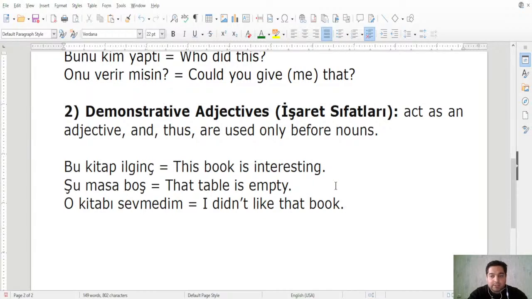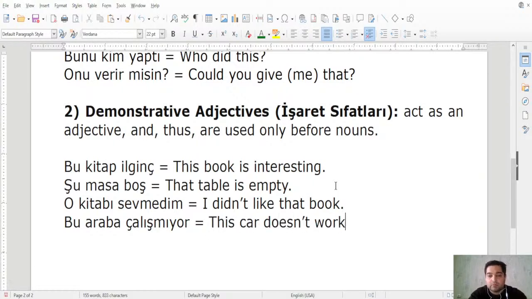Let's give a couple more examples, and we are done with the topic. Basically, this is very simple. Okay. O kitabı sevmedim. Bu kalem. Okay. Bu araba çalışmıyor. This car doesn't work.